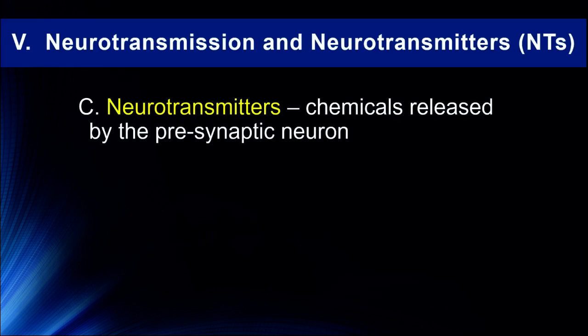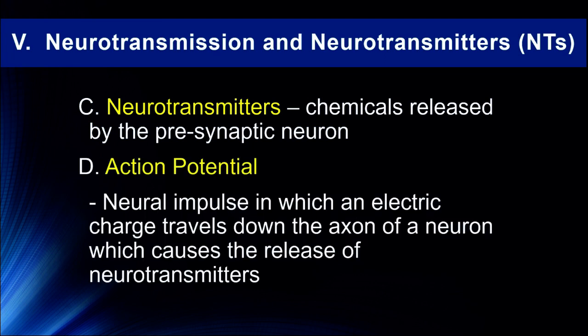We spent some time talking about neurotransmitters. These are chemicals that are released by the presynaptic neuron. Of course, again, the action potential, for quick review, is that neural impulse in which an electrical charge travels down the axon of a neuron, which causes the release of neurotransmitters. We won't get into all of the details of an action potential in this particular lecture. Again, take a look at the action potential lecture for all the details there. But suffice to say, what happens is we have the opening and closing of ion channels, which causes a change in the electrical charge of the neuron, which causes that signal to travel the length of the axon and cause the release of neurotransmitters.